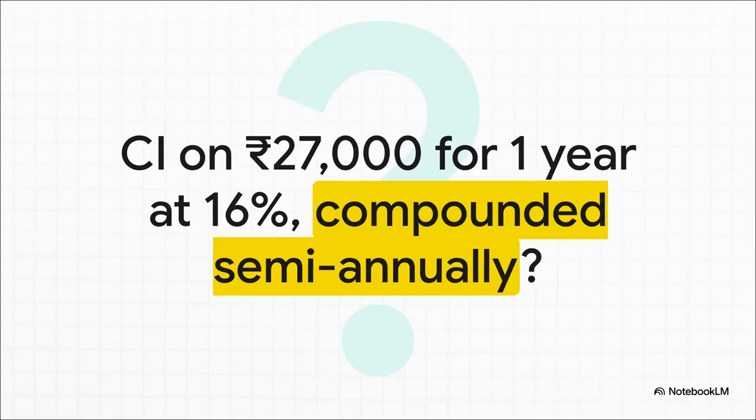Here we have a pretty standard problem. We've got our principal, our rate, our time, but the key phrase that should jump out at you is compounded every 6 months. That's your signal. That tells you, okay, I need to adjust my R and my T.